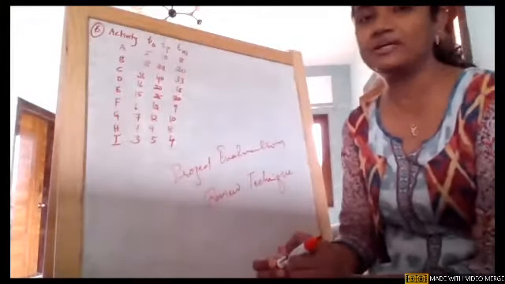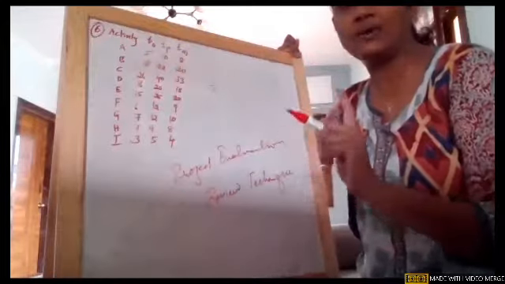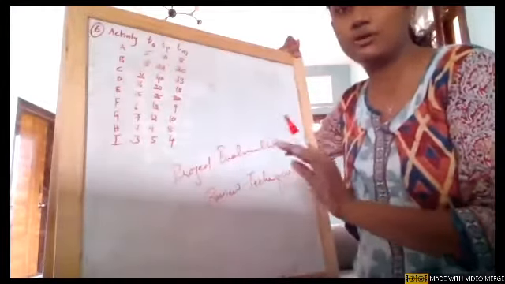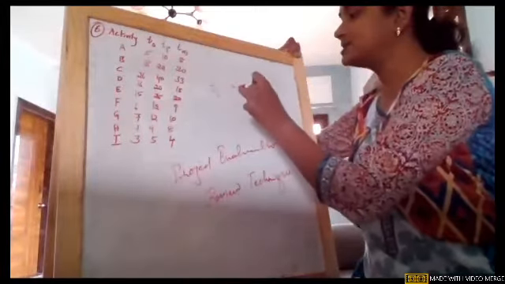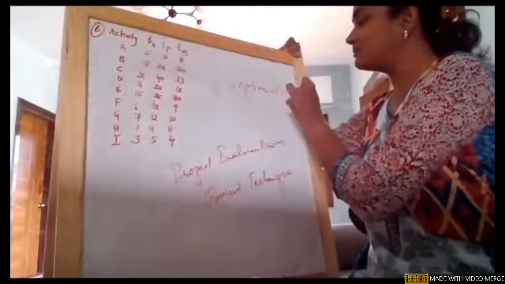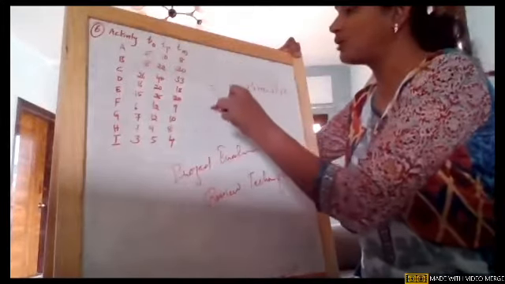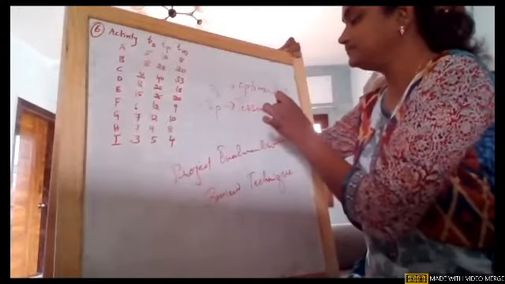PERT predicts three different durations. You can see there are three different times. Earlier, we only had one duration, which we used in the critical path method. But in PERT, you have three different times. One we call optimistic time. TO stands for optimistic time. TP stands for pessimistic time.